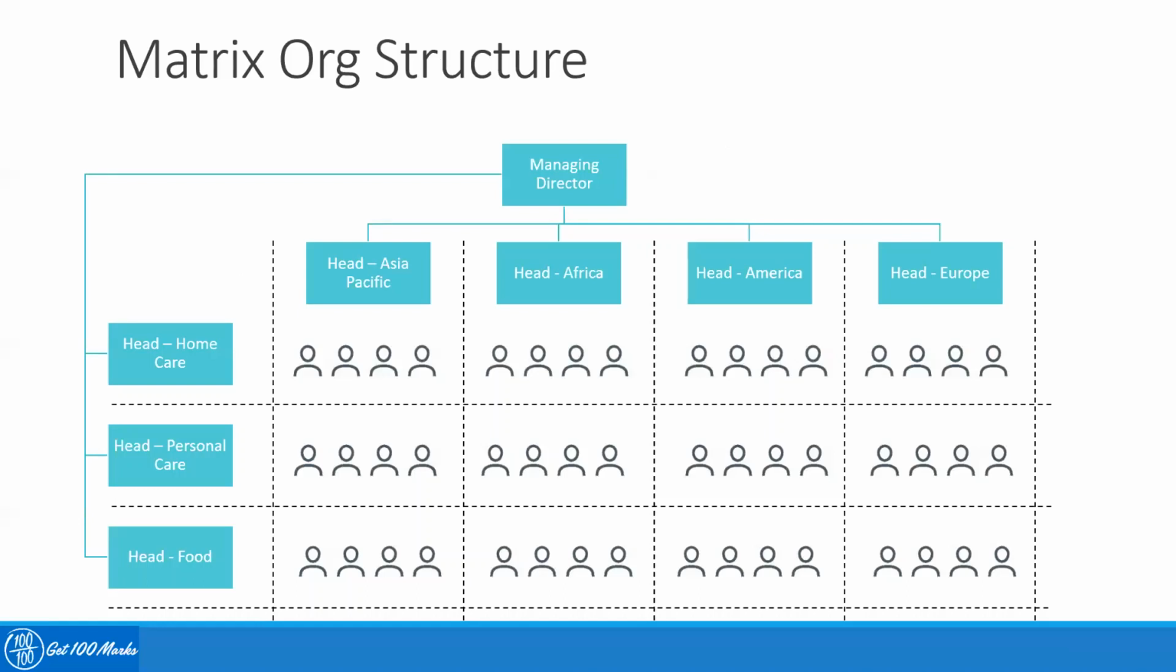So what you'll see is a matrix of verticals and horizontals, where there's a managing director who's the overall head, typically sitting at the top. Now this is one sample of horizontals and verticals, where what I've shown is that verticals are geographies, where you have a division by geographies, and horizontals are industry categories like home care, personal care, food, for example.